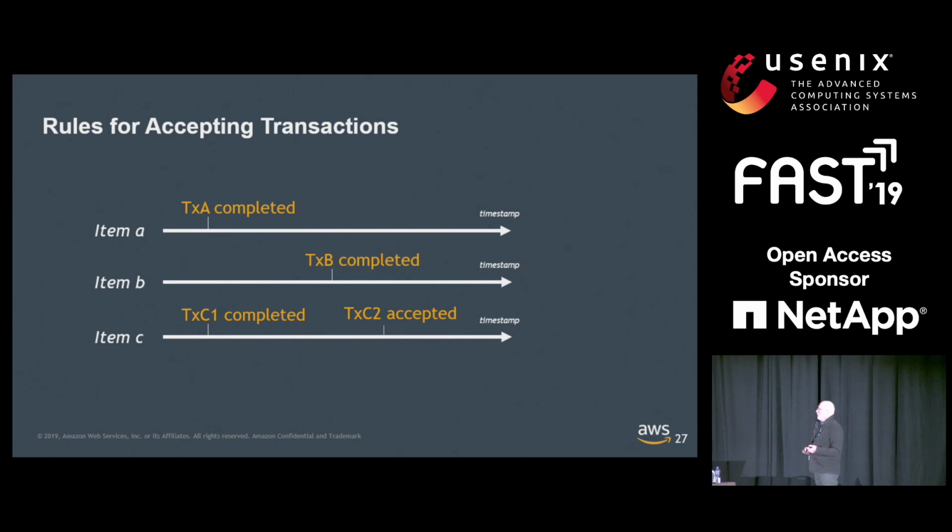So in this particular example, I show 3 items, items A, B, and C, each with their timelines. Timestamps run from left to right. For item A, it has recorded the fact that transaction TX1 completed some time ago in the past. For item B, TXB has completed more recently. And for item C, TXC1 completed at some time in the past. And there's also a transaction TXC2 that the storage node for item C has accepted, but hasn't yet completed. It passed phase 1 of the protocol for this item, but it hasn't yet completed phase 2.